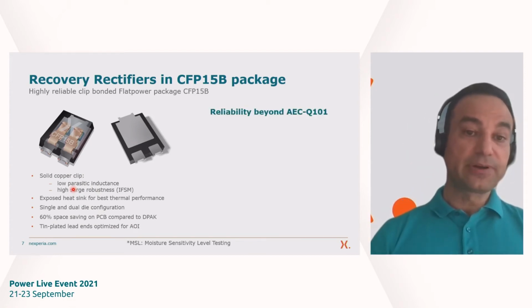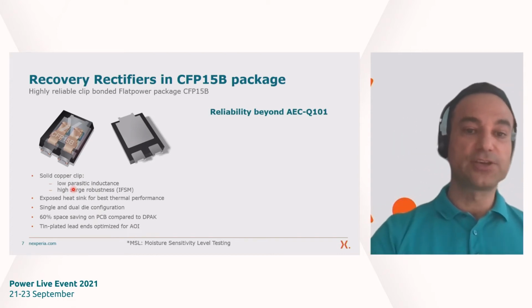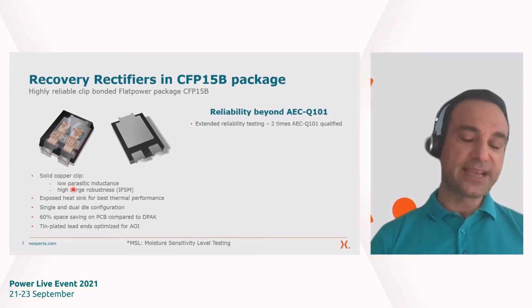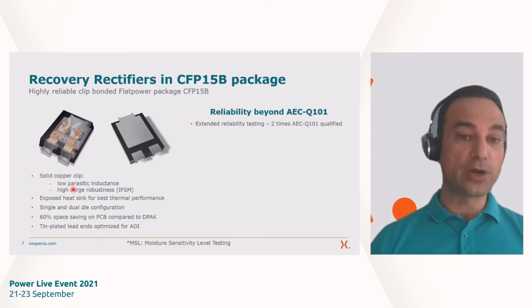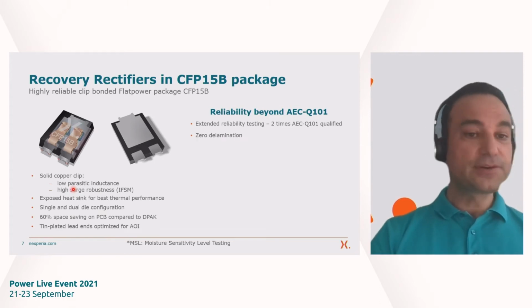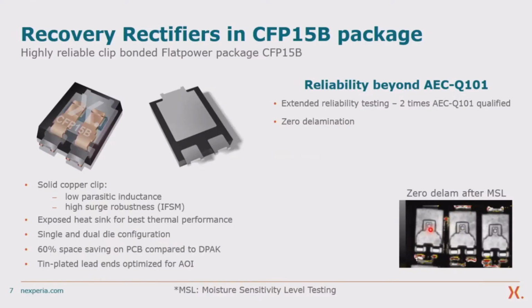Now let's come to the reliability fulfillments. This is what we call reliability beyond AEC-Q101. That means we have tested the products in this package according to 2 times AEC-Q101. We have zero delamination. This is also shown on this picture. So this is an ultrasonic picture after the moisture sensitivity level testing. And would we have some delamination, you would see some discoloration within the package, which is absolutely not the case, showing that we have zero delamination.